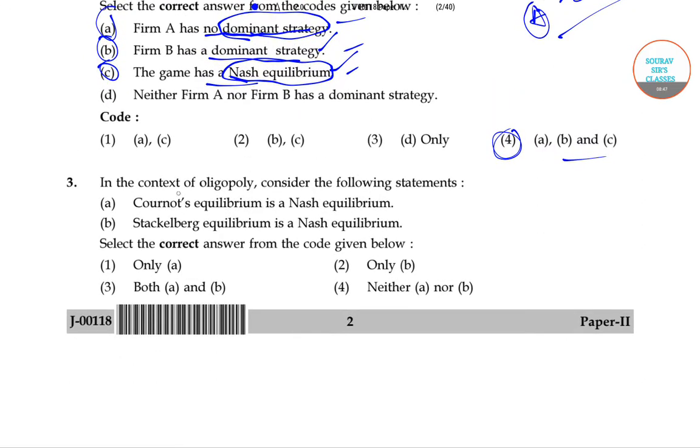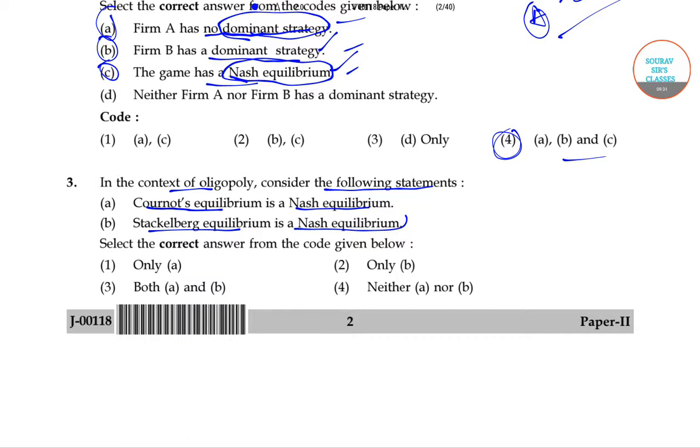In question number 3, it is given in the context of oligopoly, consider the following statements. Cournot's equilibrium is a Nash equilibrium, Stackelberg equilibrium is a Nash equilibrium. So we have to find whether they are right or not. For this, first we have to understand the basic concept of Cournot-Nash equilibrium.